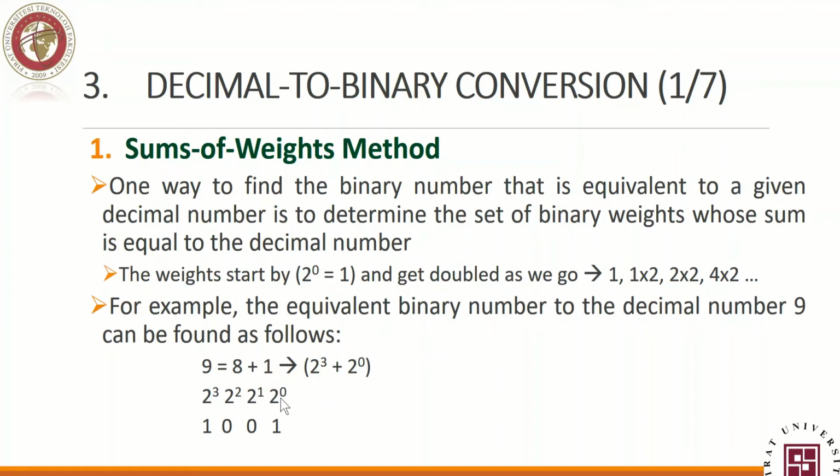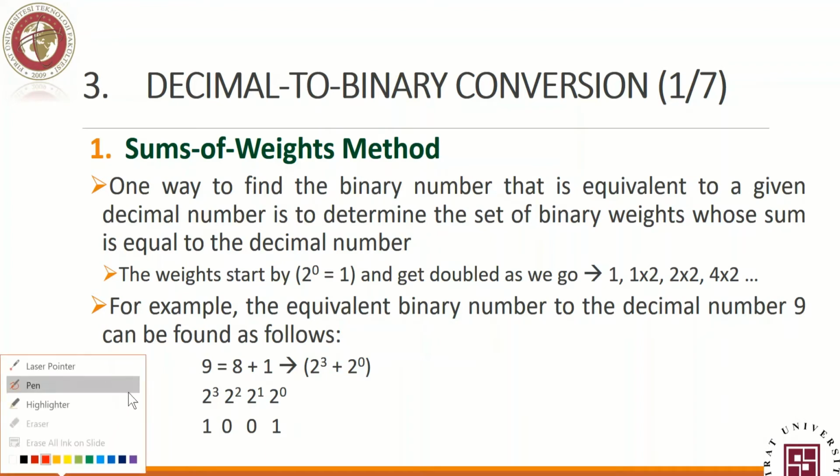Now list down the way it is: 2 to 0, 2 to 1, 2 to 2, 2 to 3. We have 2 to 0, we have 1 listed. This one we don't have, 0. This one we don't have, 0. 2 to 3 is 8. We have 1. So the final value would be 1, 0, 0, 1.